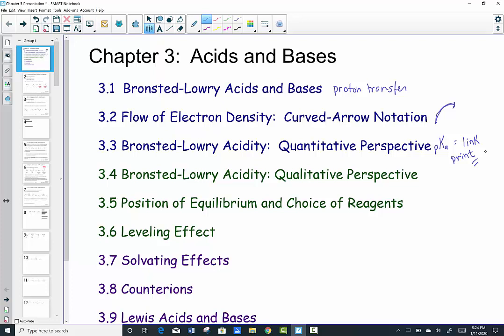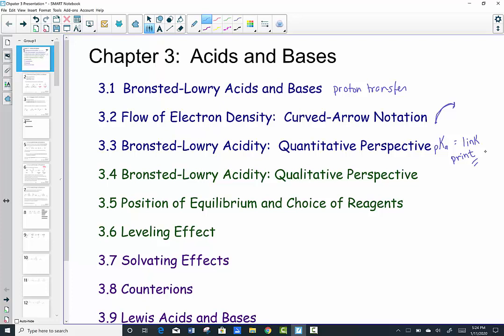It comes straight out of your text, which I also believe is not only in chapter 3, but if I'm not mistaken, it might be in the front cover or the back cover of your chemistry book if you have a hard copy. That's our first lesson. We then pick up in a second session, talking about more of a qualitative perspective of acidity. We'll look at the position of an equilibrium.